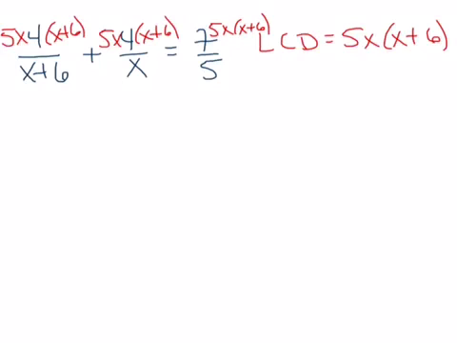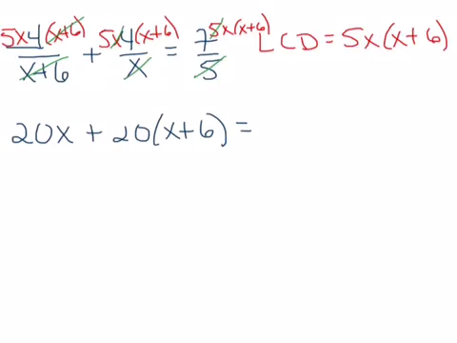Let me use a different color here. Let's use green to cancel things out. First fraction, the x plus 6's cancel. In the second fraction, the x's cancel, and in the third fraction, the 5's cancel. Let's see, what does that leave us with? In the first fraction, 5 times x times 4 is going to be 20x. In the second fraction, 5 times 4 times x plus 6 will be 20 times x plus 6. And in the last fraction, the 5's canceling leaves us with 7 times x times x plus 6.